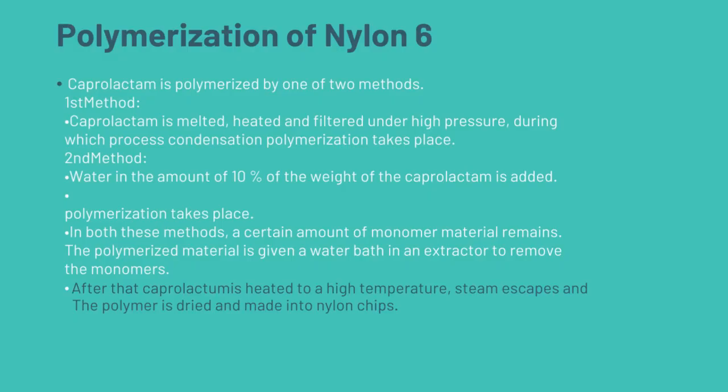Polymerization of nylon 6: caprolactam is polymerized by one of two methods. In the first method, caprolactam is melted, heated and filtered under high pressure, during which process condensation polymerization takes place. In the second method, water in the amount of 10% of the weight of the caprolactam is added, and polymerization takes place. In both methods, a certain amount of monomer material remains. The polymerized material is given a water bath in an extractor to remove the monomers.